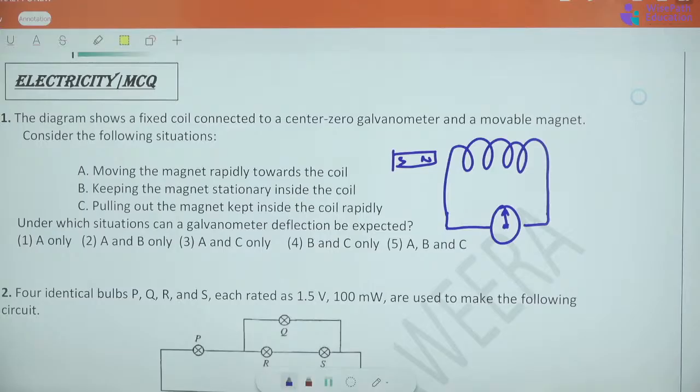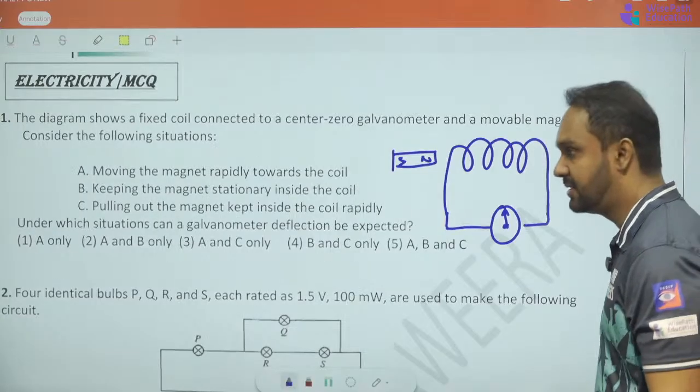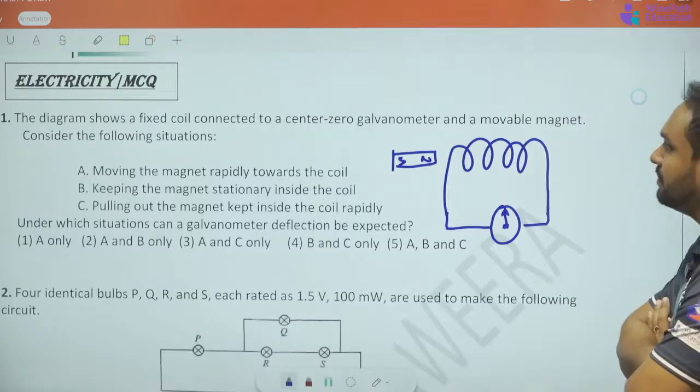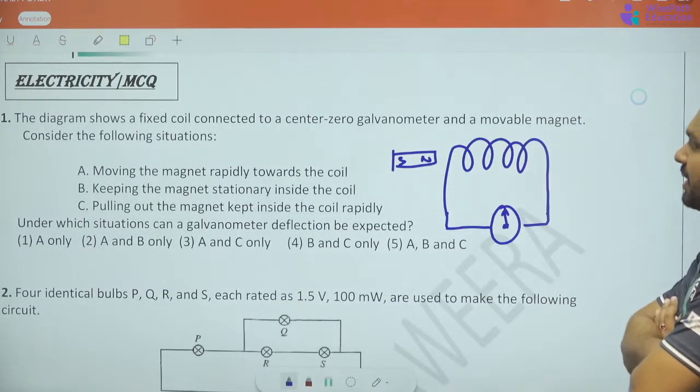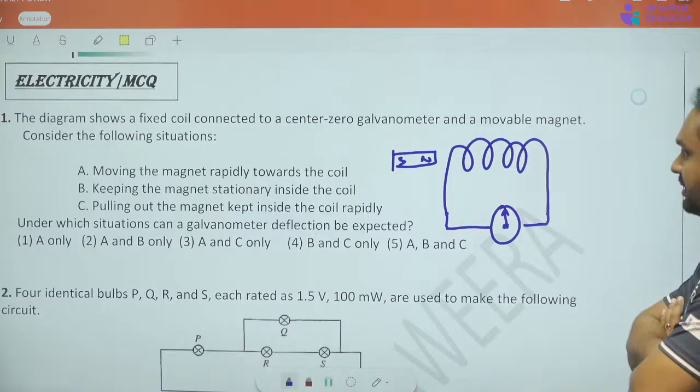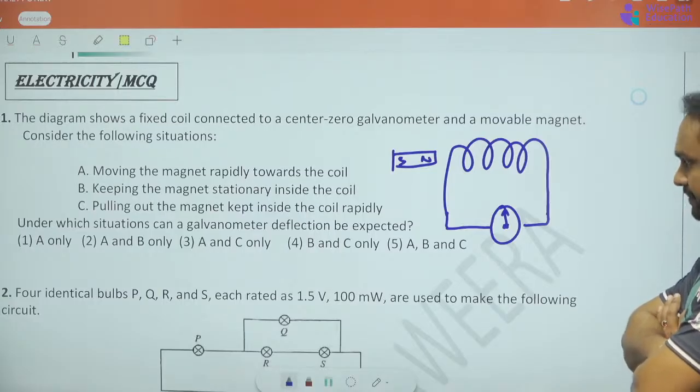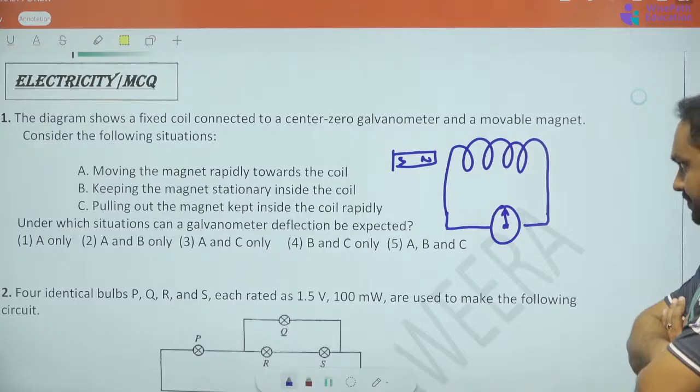Right. So look at the first statement. Moving the magnet rapidly towards the coil. Keeping the magnet stationary inside the coil. Pulling out the magnet kept inside the coil rapidly. Under which situation can the galvanometer deflection be expected?